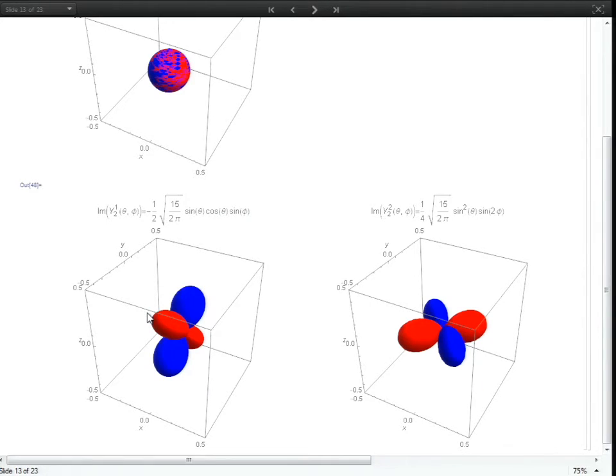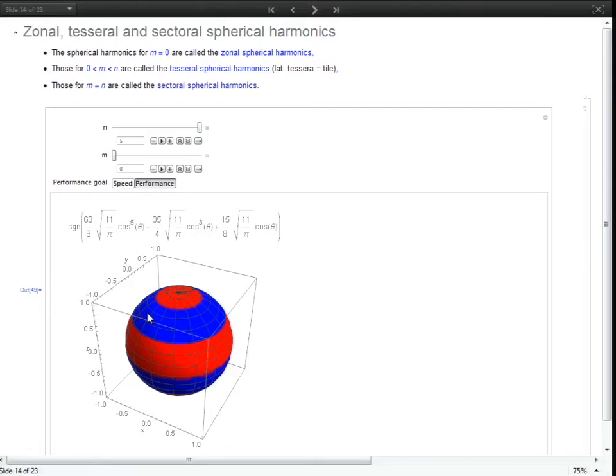Now, there is a very nice classification of these spherical harmonics. They are subdivided into zonal, tesseral, and sectoral spherical harmonics. The zonal ones are those where the index m is 0, and if the index m is between 0 and n, these are the so-called tesseral spherical harmonics. This comes from the Latin word for tile, tessera. And finally, if m equals n, then we have the sectoral spherical harmonics.